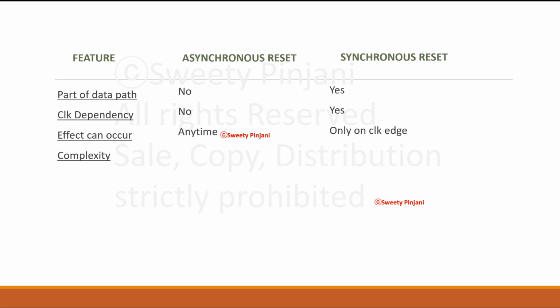How is the complexity? Since asynchronous reset doesn't need to have anything to do with the clock, you don't need to think a lot. It is simpler to implement. But in synchronous reset, it is dependent on clock. There are a lot of things to consider, like you need to be very careful about the clock since synchronous reset is dependent on clock, and how you are going to design the timing. That's why the complexity is more in case of synchronous reset.